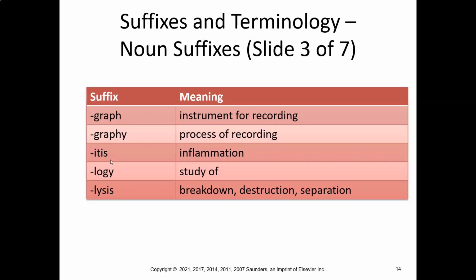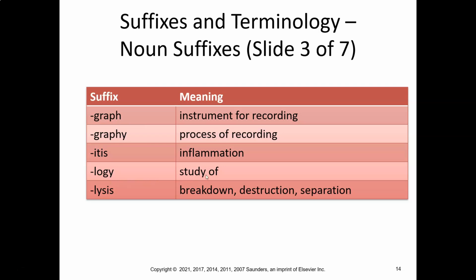So bursitis, tendinitis, arthritis keeps most of the medical professionals in business. Arthritis is probably the one that you've heard of the most. But you can add itis to anything, and it means inflammation. I mean, you could get bronchitis, tonsillitis, cystitis. You name it. It's anything that is inflammation. So make sure you know itis.